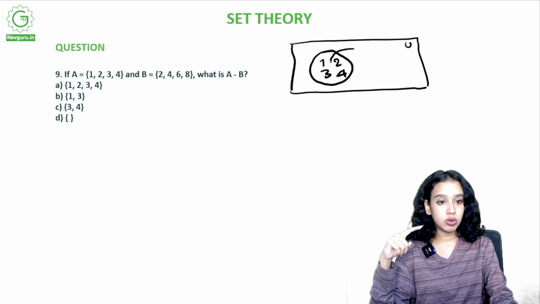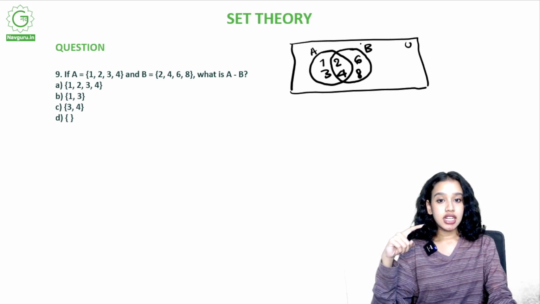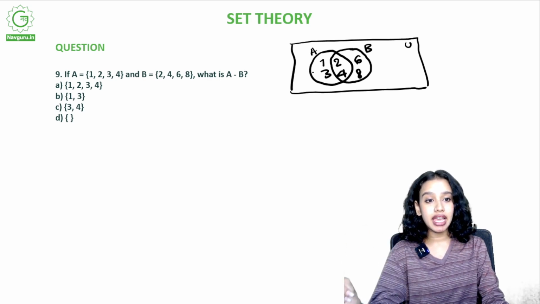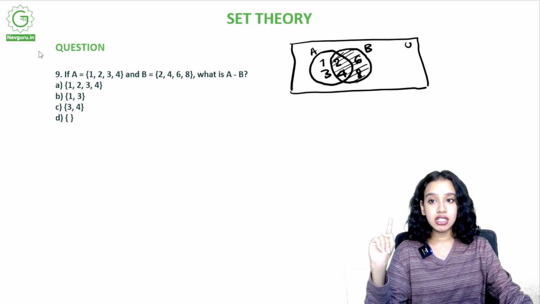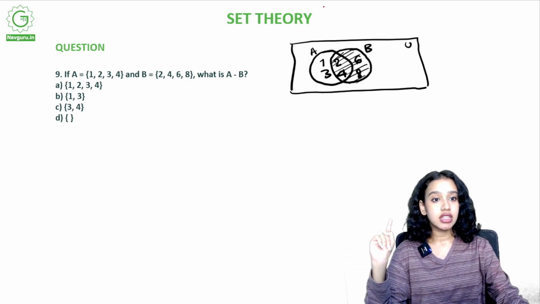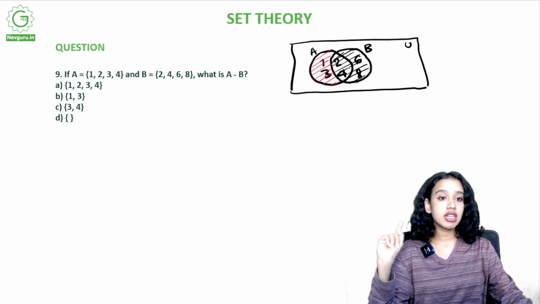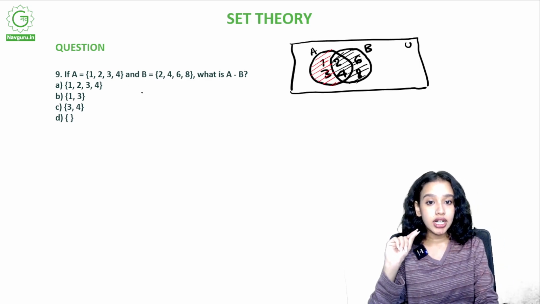So B, I'm drawing it like 2, 4 is there and 6 and 8. This is A and this is B, right? Now we have to subtract B from A. That means we are subtracting this portion out. So what do we have left here? We have the remaining portion as this. The portion which is marked in red is the remaining portion, which is actually 1 and 3.